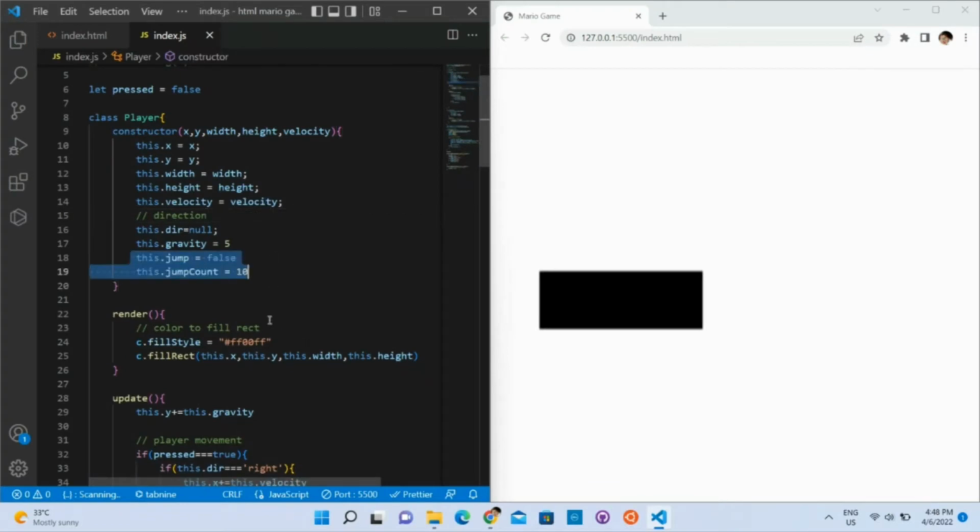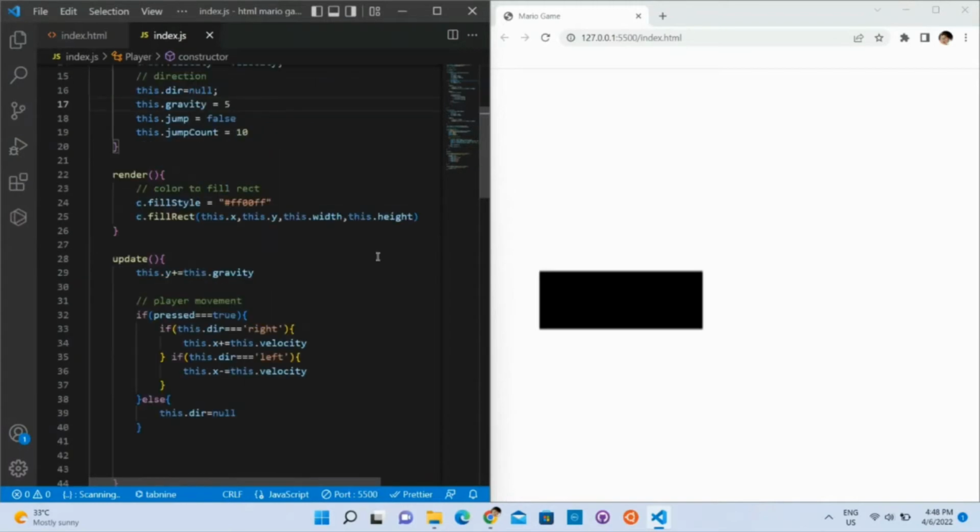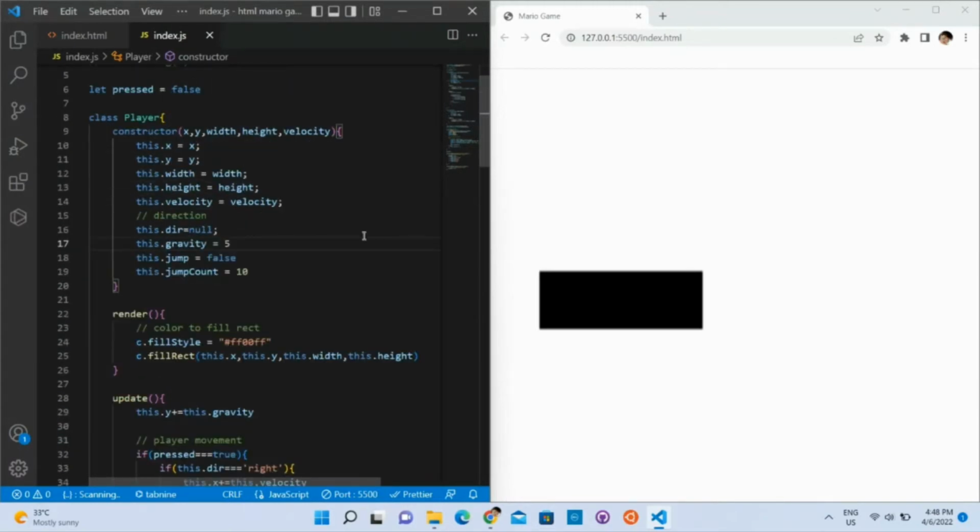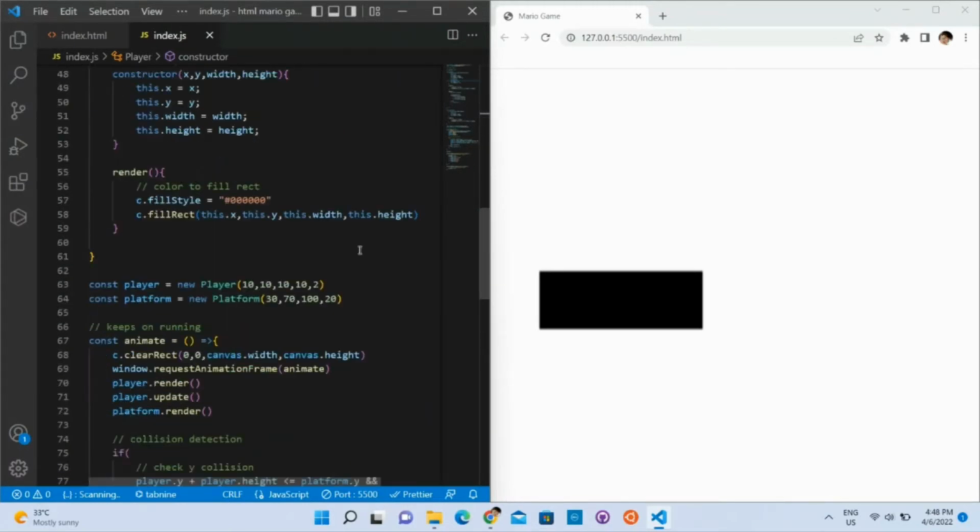Now, let's actually start. First, we need to create two variables for the player. One is jump, to check if the player is actually jumping, and another is the jump count, so we actually know which phase of jumping the player is at. This might sound complicated, but just follow along.